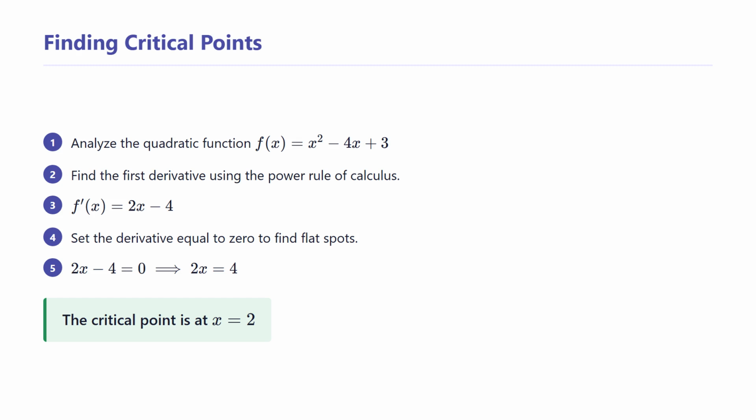Before we move on, let us see this with a concrete example. We are given a quadratic function, x squared minus 4x plus 3, and we want to find where its graph is perfectly flat. To do this, we apply the power rule to find the first derivative, which gives us 2x minus 4. The constant 3 disappears because its rate of change is 0. To find the flat spot, we set this derivative equal to 0. Solving this simple linear equation gives us x equals 2. This means at exactly x equals 2, the slope of the graph vanishes. But is this a peak or a valley?